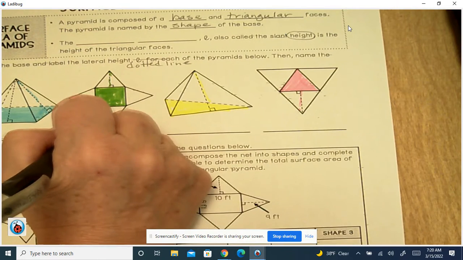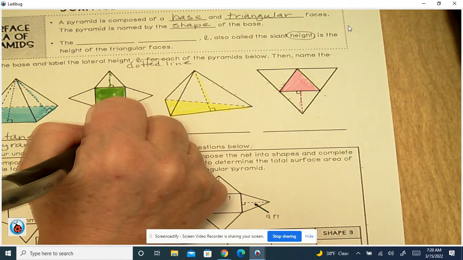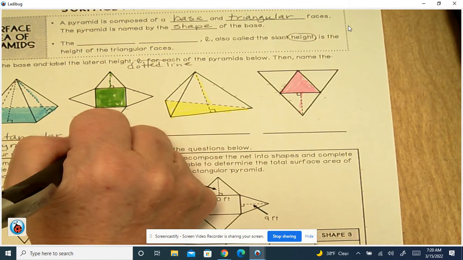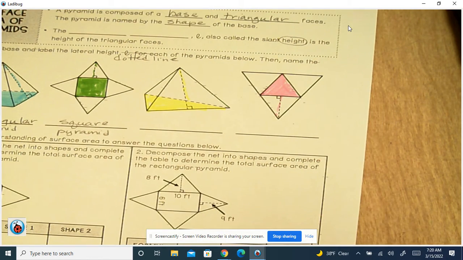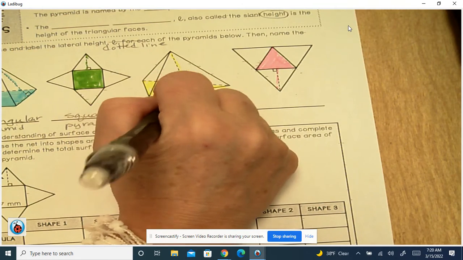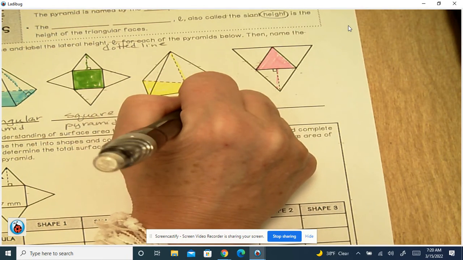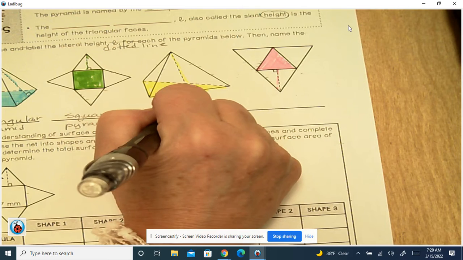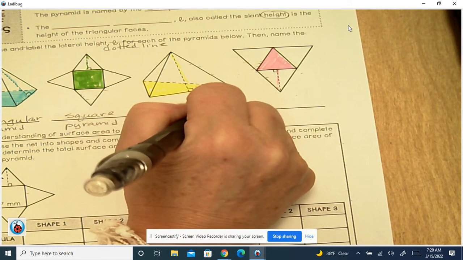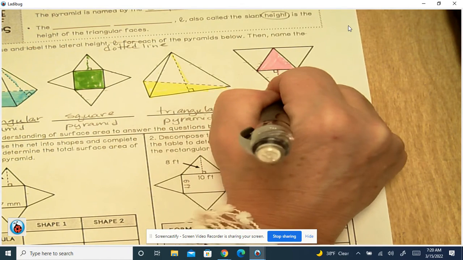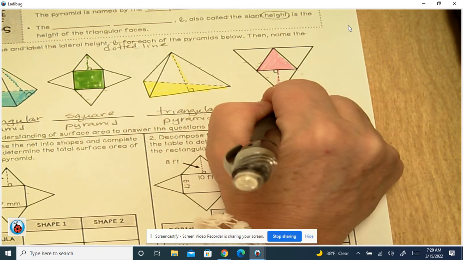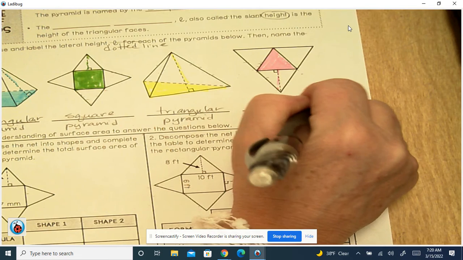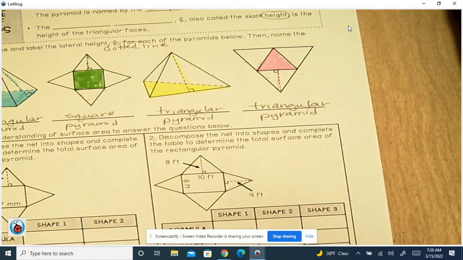So this one is a rectangular pyramid. This one is a square pyramid. And then the last two are triangular pyramids. Okay. Those are the three shapes that you would have there for pyramids.